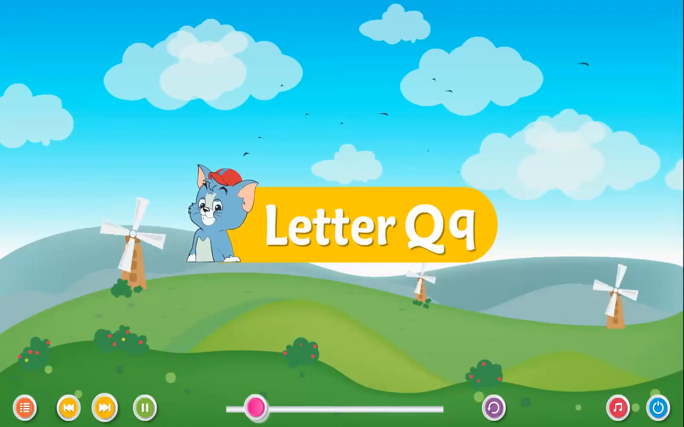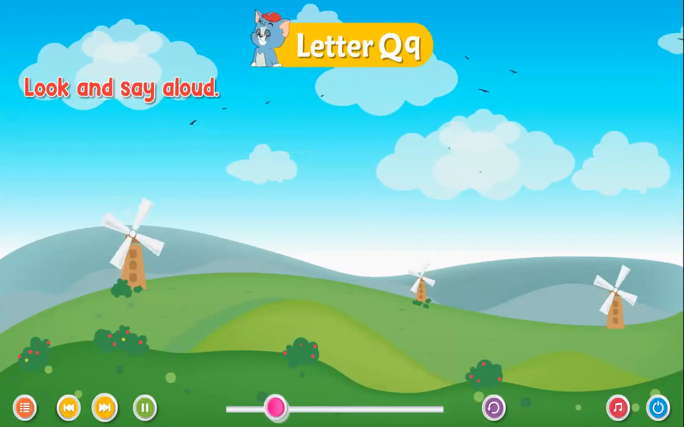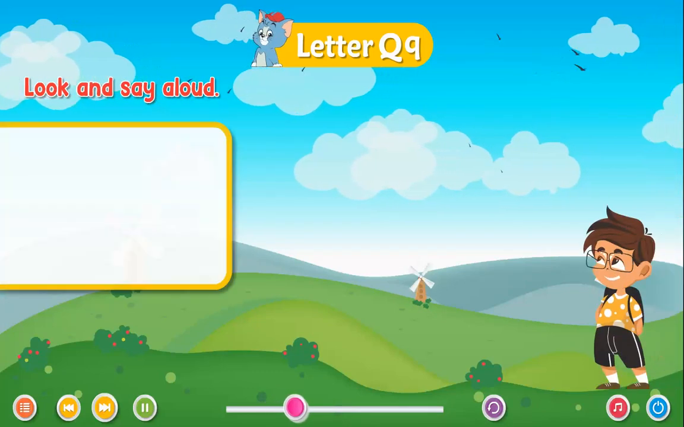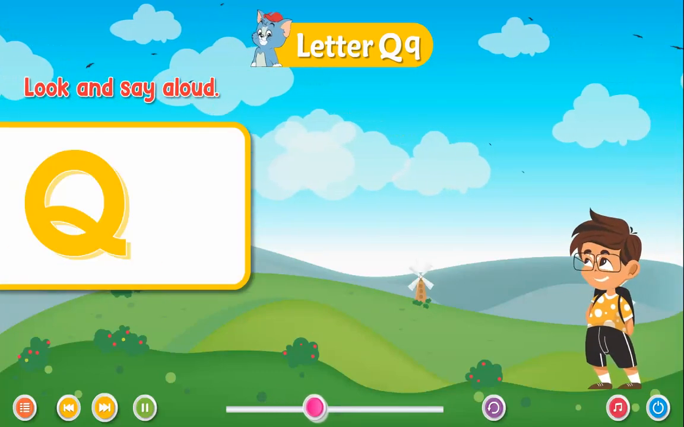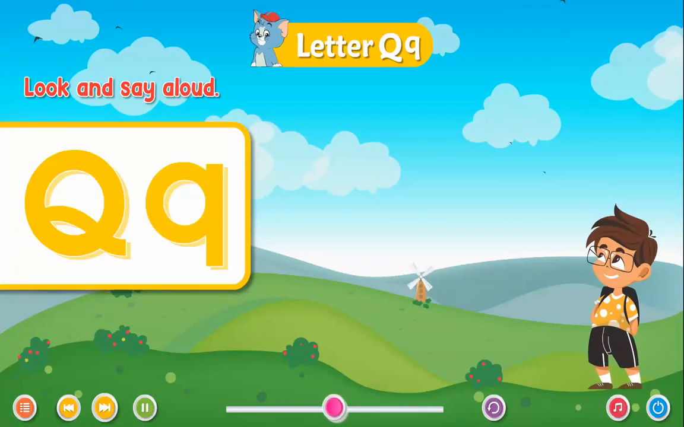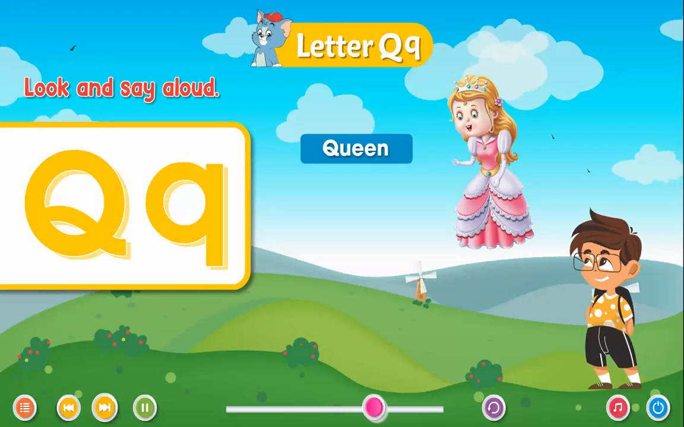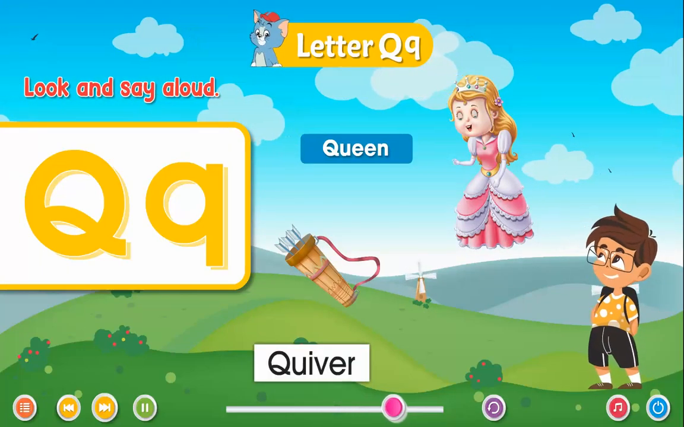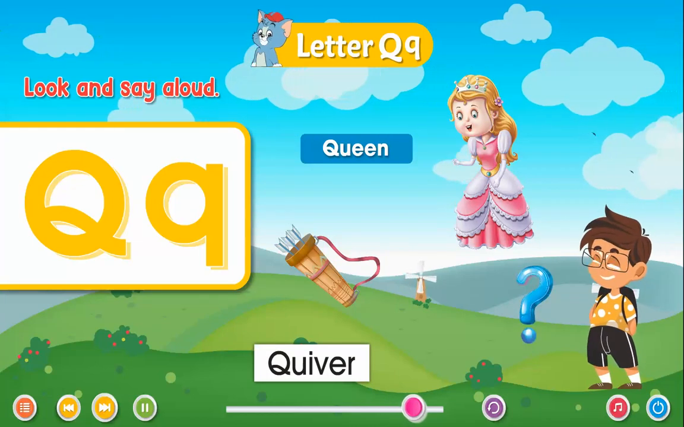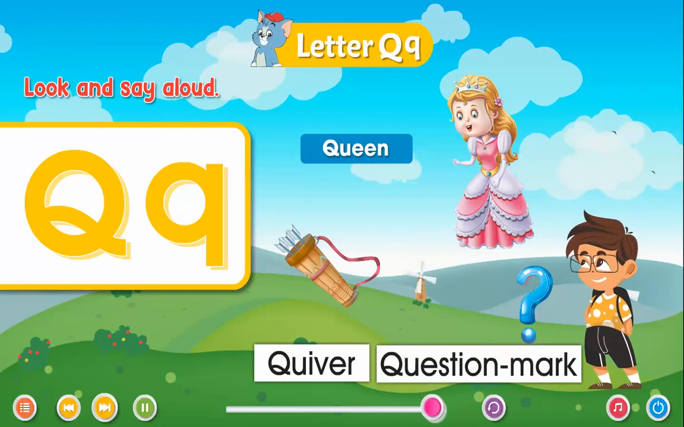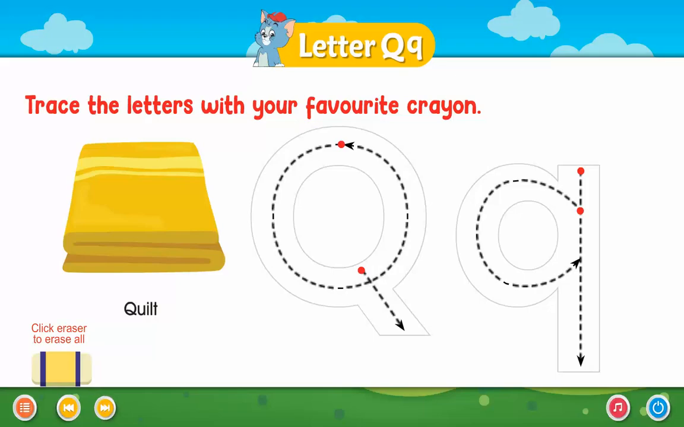Letter Q. Look and say aloud. Letter capital Q, small q. Q for queen. Q for quiver. Q for question mark. Trace the letter. Color.